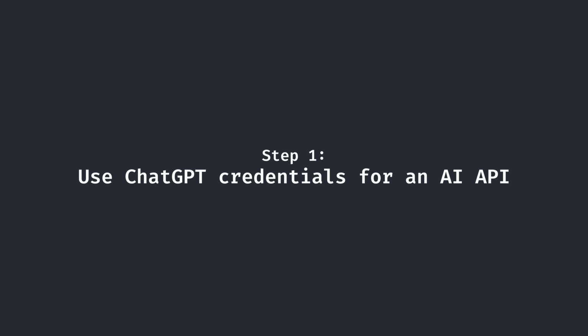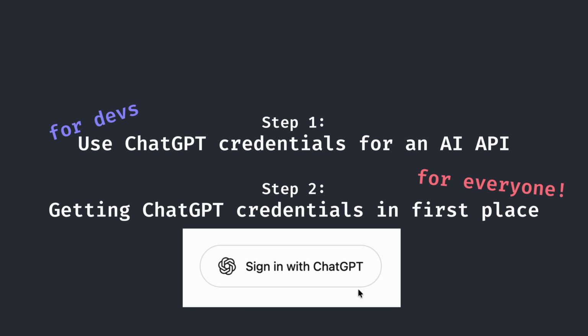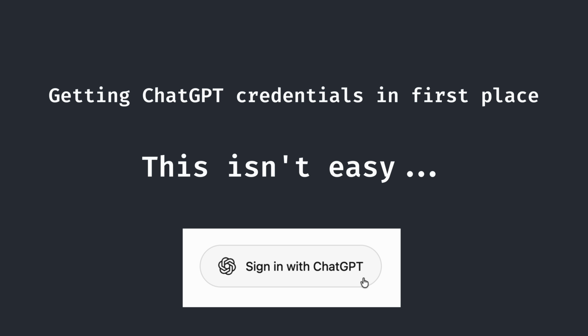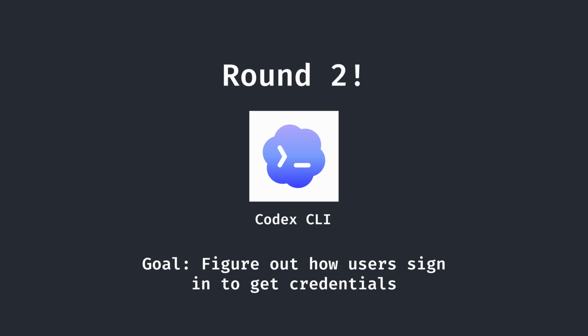Where it gets really interesting is getting those credentials in the first place, which can enable users beyond developers with Codex CLI to replace their API keys. But to understand why this is so difficult and significant, we have to start back at Codex CLI, reverse engineering how users sign in. It's a pretty standard OAuth flow.